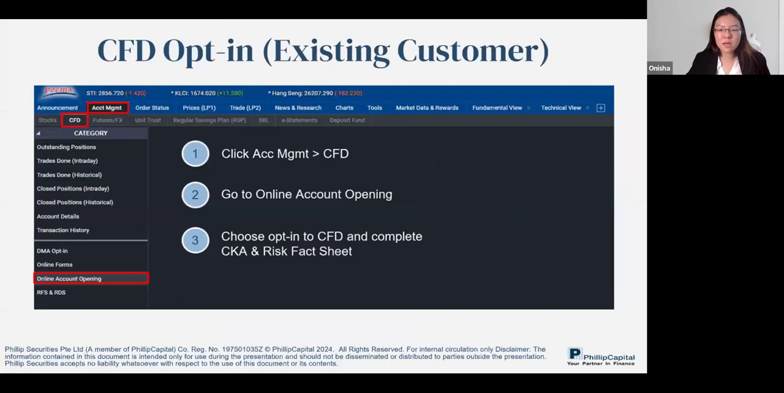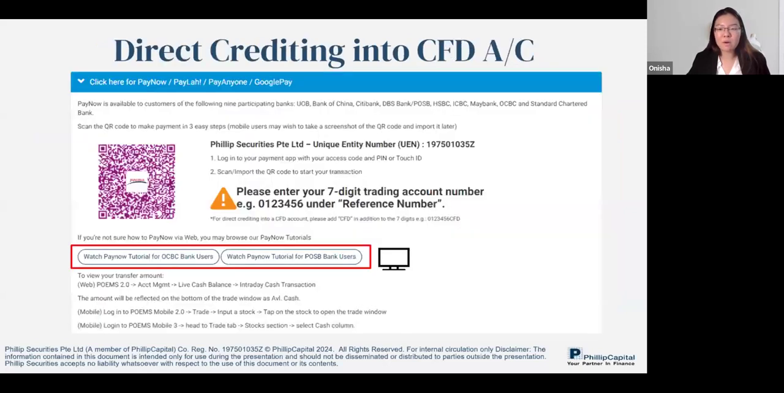For existing customers, you can opt into our CFD account where you log into your POEMS account, go to Account Management, CFD, and then Online Account Opening. After you did that, you need to complete your CKA and risk fact sheet. Okay, now, so how do you fund into your CFD account?